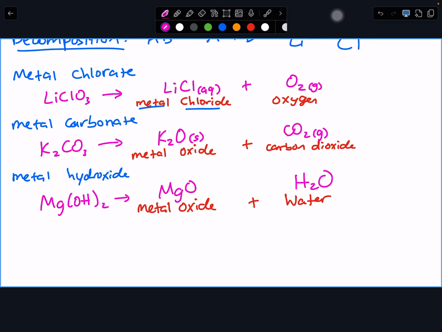Okay, and then I need states of matter for this one. So again, all metal oxides are solids. How could they not be? Look at your reference sheet all the way at the bottom, the very last sentence. And then what about water? Liquid. What does it say at the very end? Yeah, but we're not gonna know that.